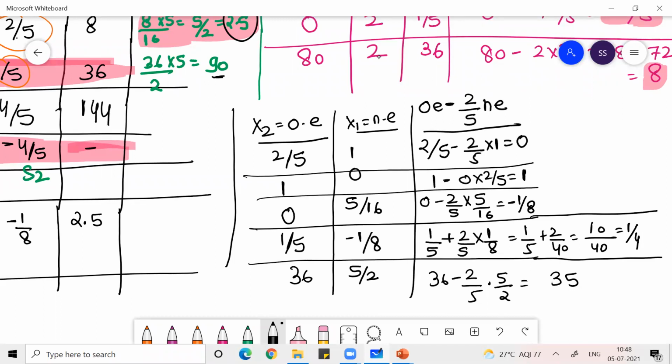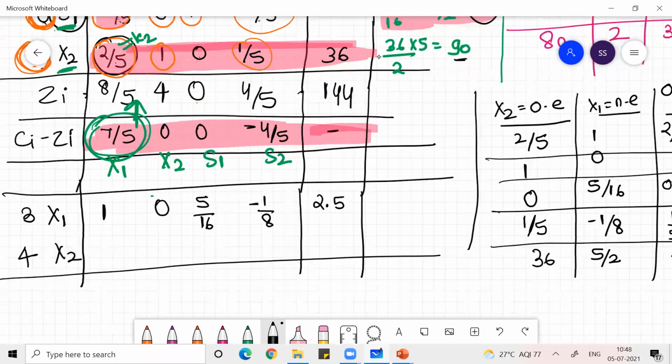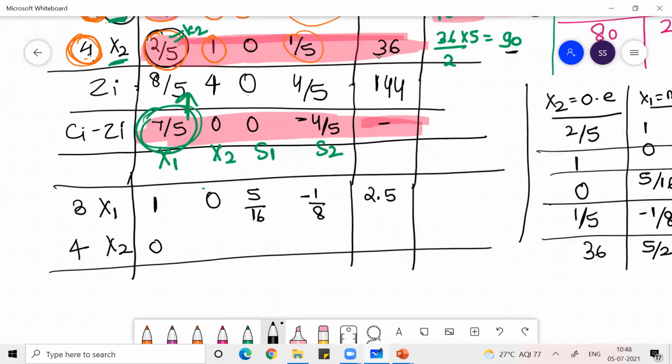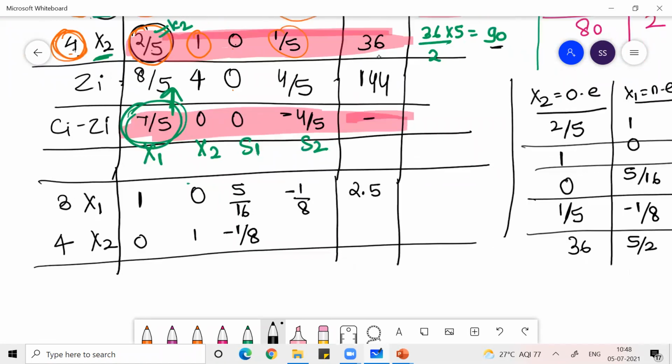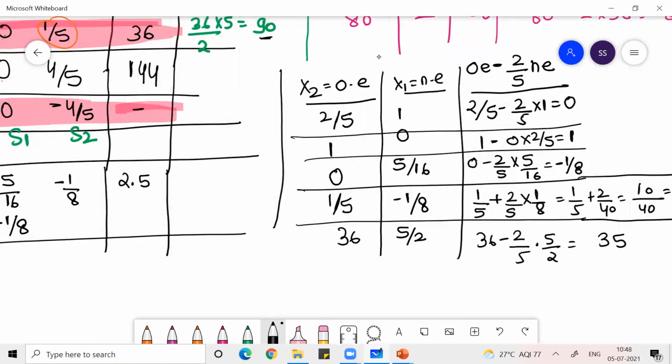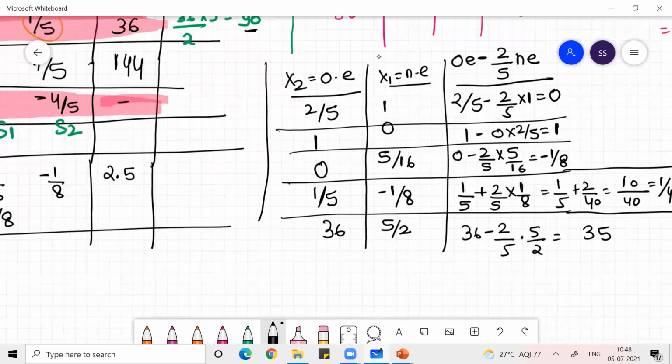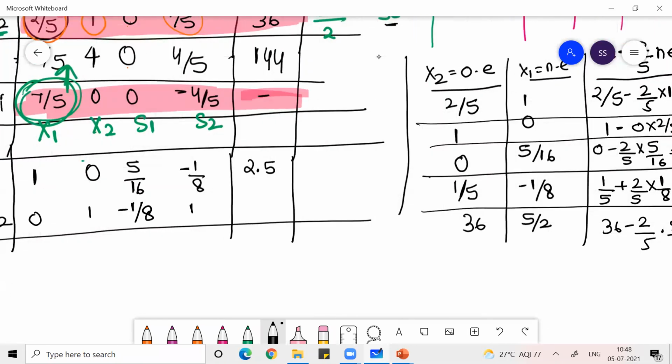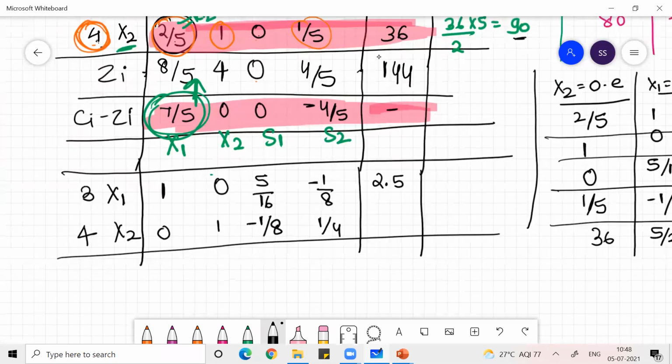So this is 0, 1 minus 1 by 8. Then 1 by 4. And then this is 35.